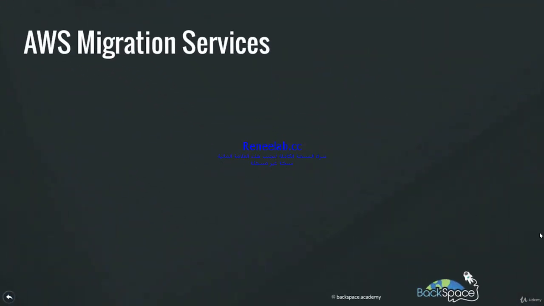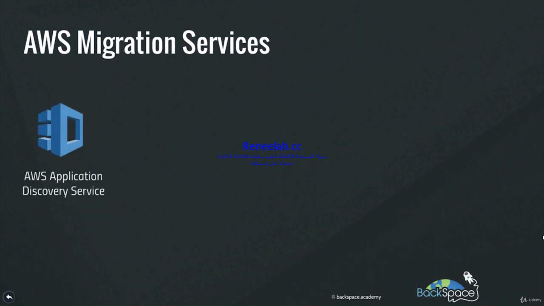So let's have a look at the migration services that are available on AWS. AWS Application Discovery Service gathers information about an enterprise's on-premises data centers to help plan migration over to AWS. Data that is collected is retained in an encrypted format in an AWS Application Discovery Service data store.